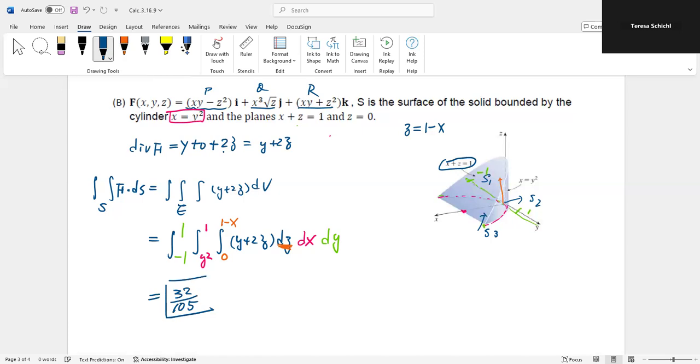Just be very careful about the algebra and the upper bound and lower bound. The most important thing is to make sure you get the upper bound and lower bound correctly, based on the graphs and the solid here. All right, that is it for the divergence theorem. Just remember, the divergence theorem simplifies the surface integration a lot, especially when you have a closed solid with several surfaces around it. Then you might want to use the divergence theorem to simplify it.